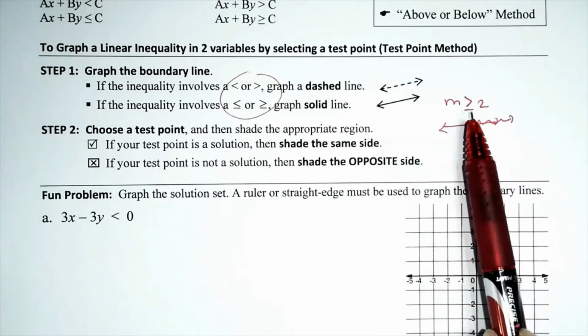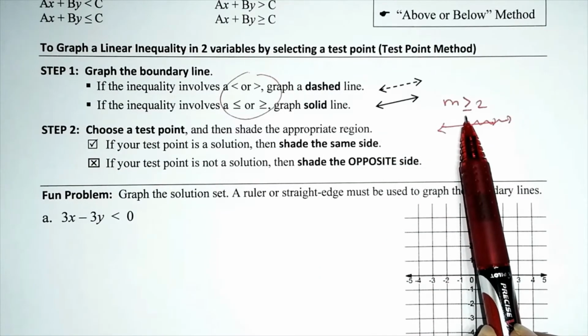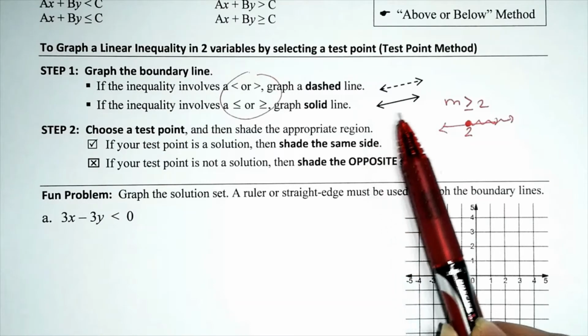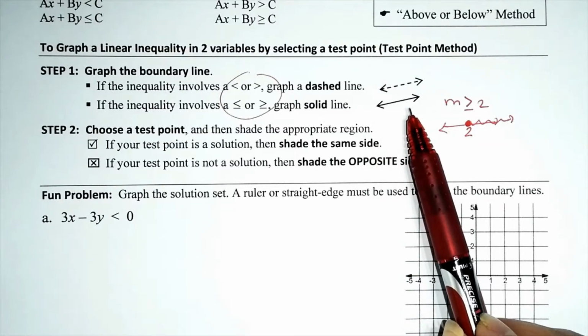If the inequality symbol has the equal to part, then the points on the boundary line are part of the solution. So what do we do? We just graph them with a regular line, like back in the day. But now that we're doing inequalities, the book will say solid line.